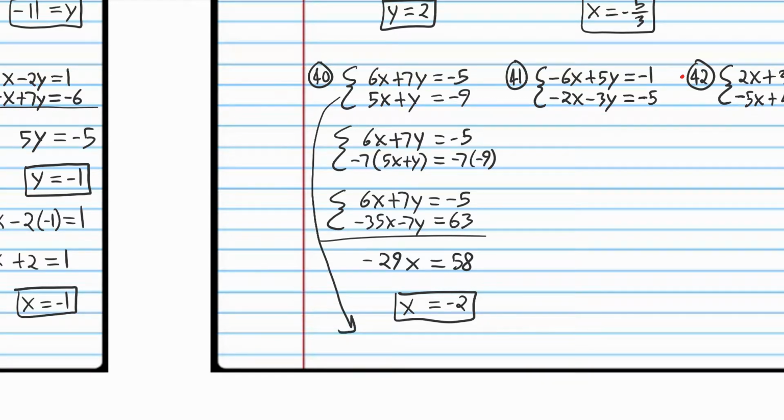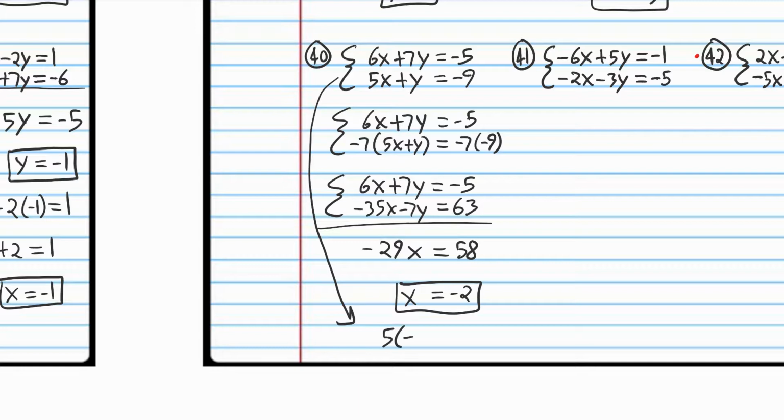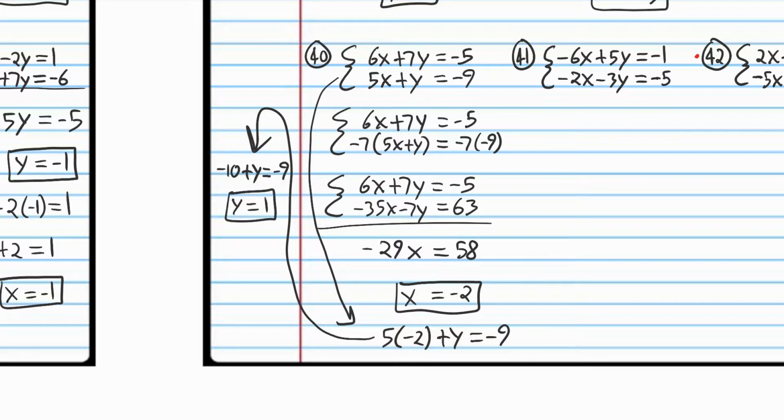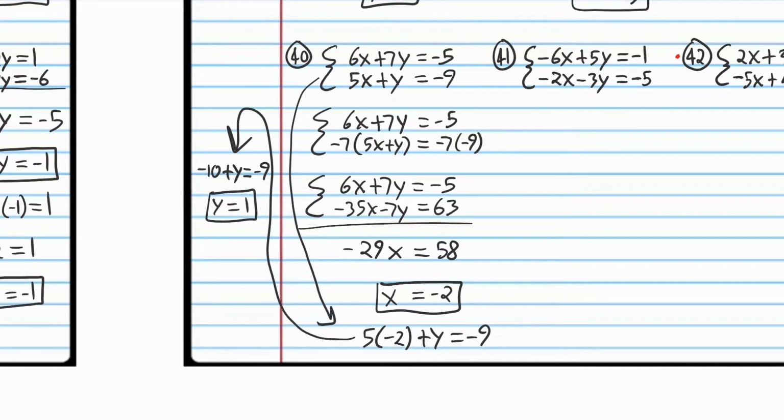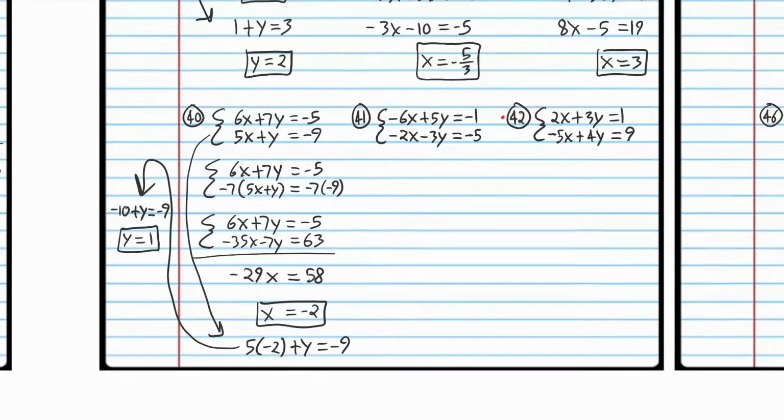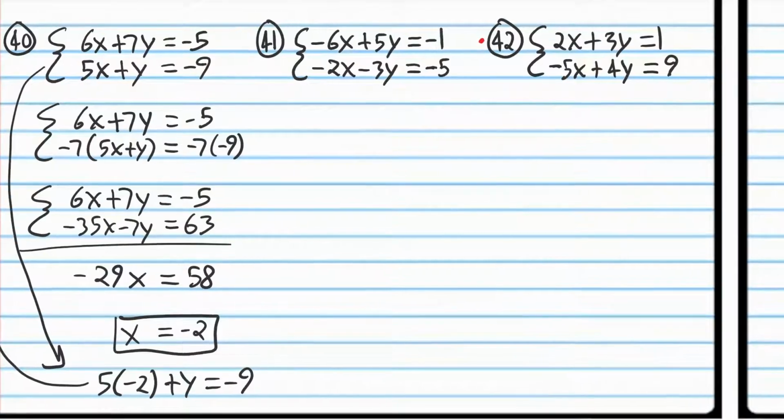All right, so I'm going to use the bottom equation here. And it looks like we don't have a lot of room here. 5 times -2 plus y is equal to -9. And I'm going to have to go up here. Then we have -10 plus y is equal to -9. Add 10 to both sides, and we have y is equal to 1. So if you got -2 and 1, good job. All right, try number 41, and when you come back, we'll do it together.